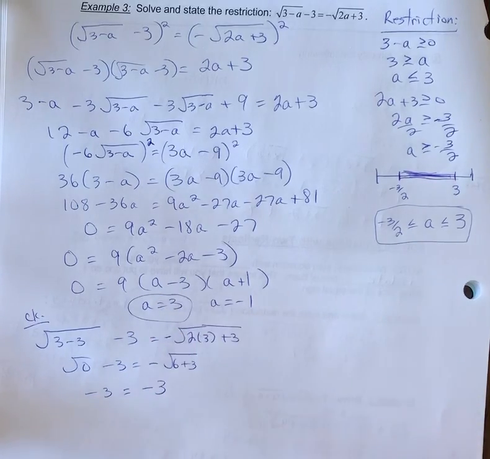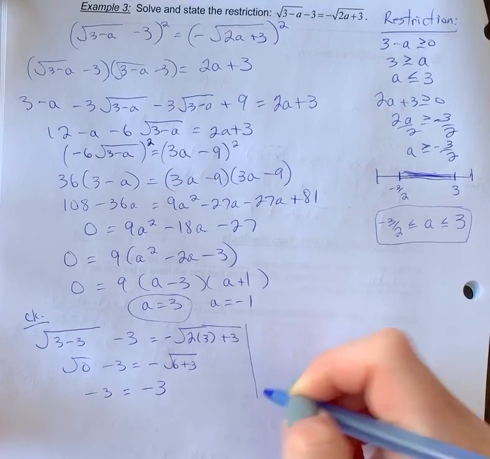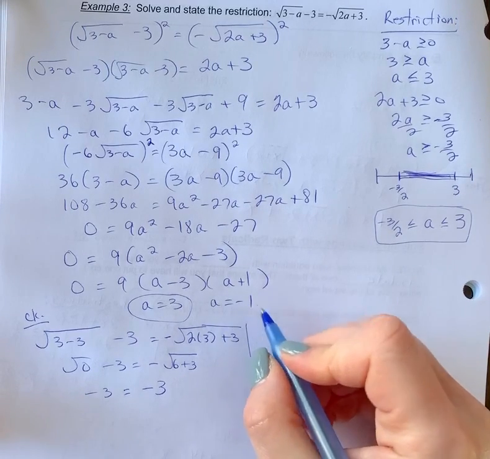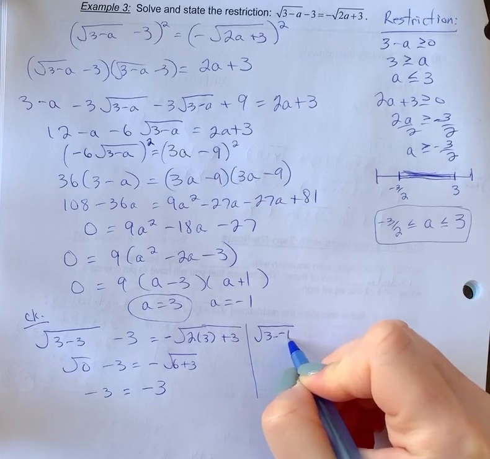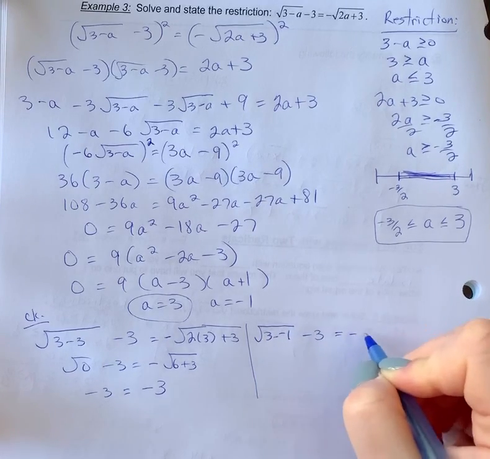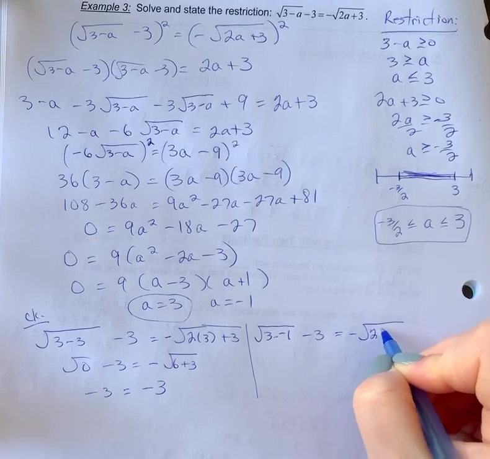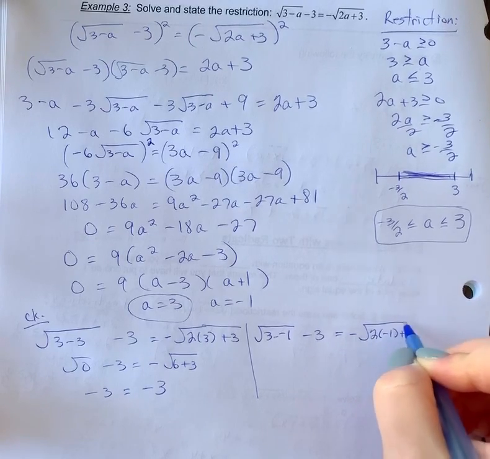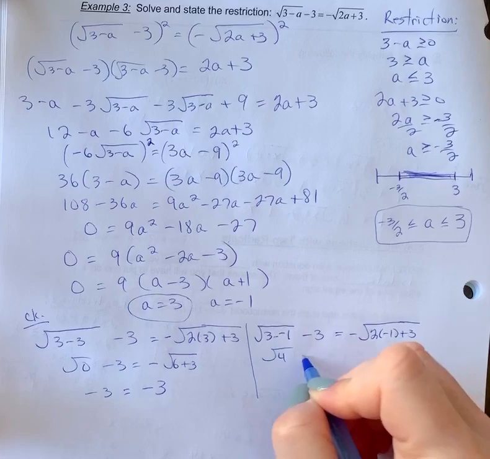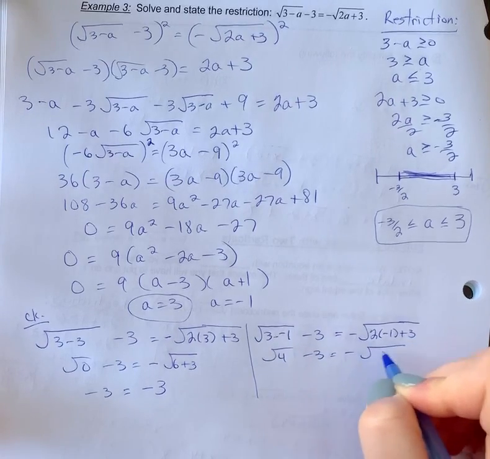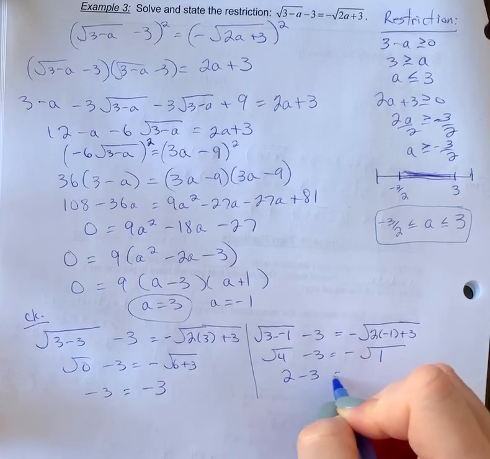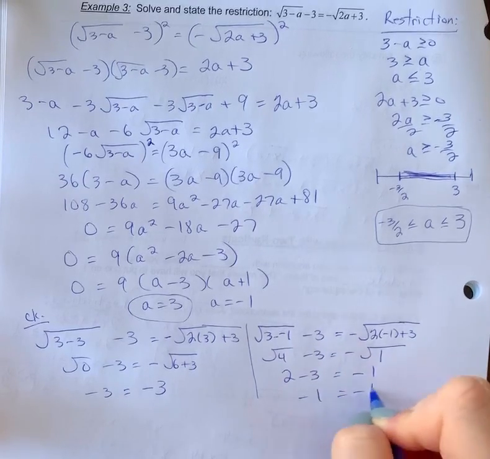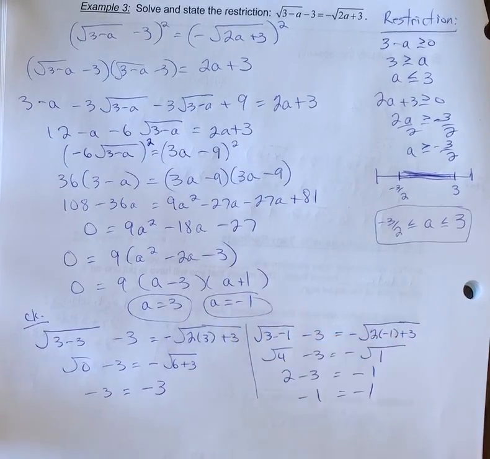So that's fine. Let's check -1. 3 minus -1 minus 3 is equal to negative square root of 2 times -1 plus 3. You get the square root of 4 minus 3 is equal to -2 plus 3, so square root of 1. So 2 minus 3 equals -1. -1 equals -1, so they are both solutions to the equation.